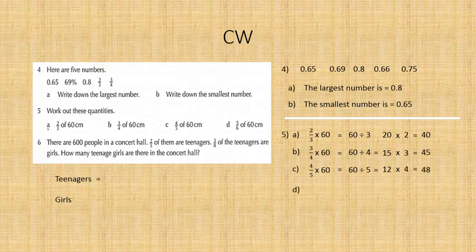Question number D, and the last one in this question, 5 over 6 of 60. So I would just divide 60 by 6, which means it's going to be equal to 10. And after that, take this 10 multiplied by 5, which is going to be equal to 50.